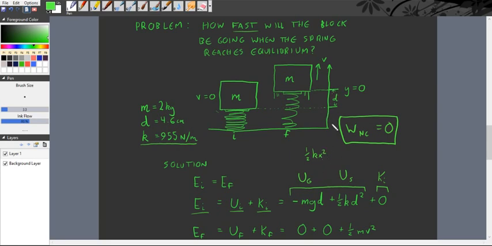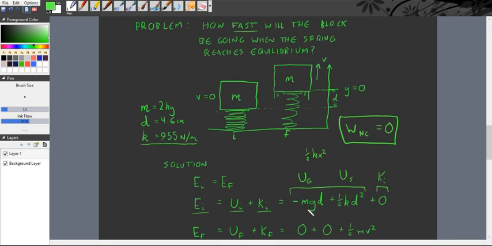Since we have a vertical motion here, x doesn't really apply, so you would just switch out the d for the x. Hopefully that makes a lot of sense. Now, here's the trick here. What about this potential energy? Why is this negative? How can we have a negative gravitational potential energy?